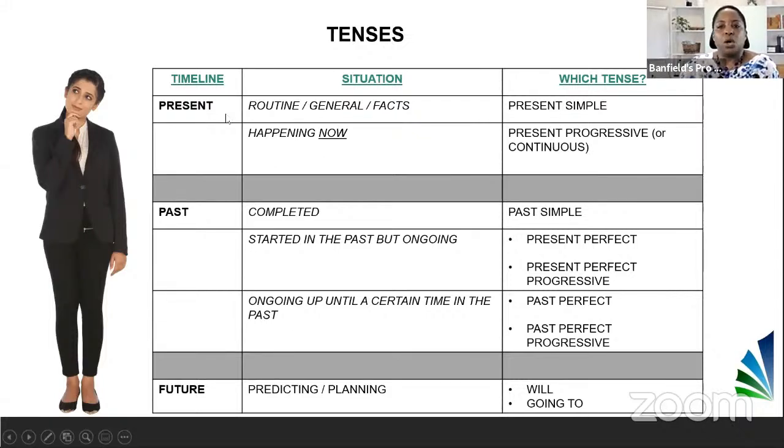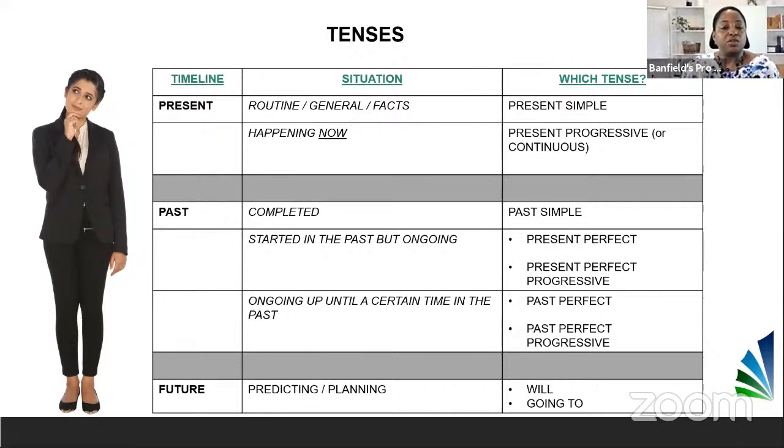Okay. So for routine things, what you do every day, for example, I arrive on the ward at 6:30 in the morning. We have teaching ward rounds twice a week. We have grand rounds or interprofessional rounds once a month. That's for routines, things you do all the time. We use the simple present, as you just heard in the examples I gave. Don't worry, you're going to see some examples in the next screen as well.